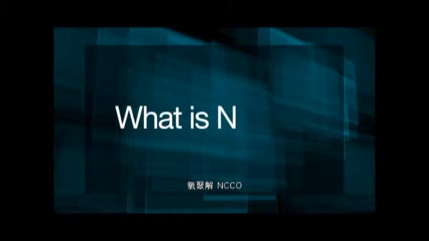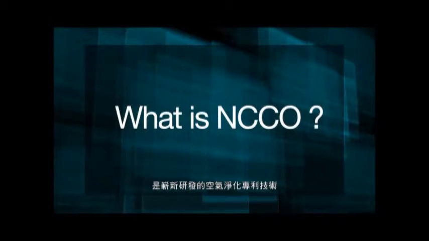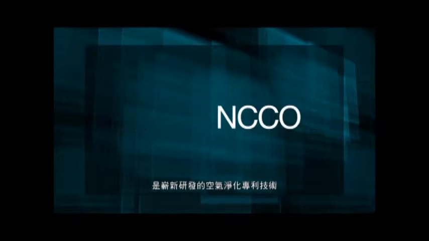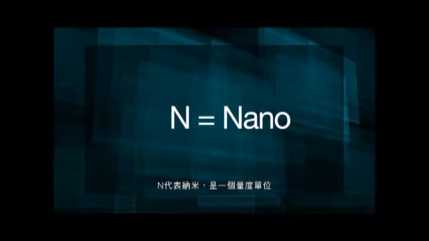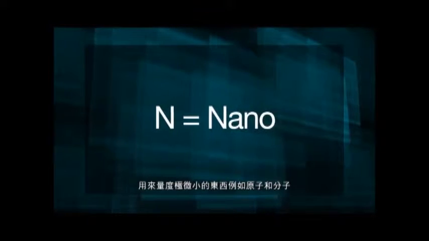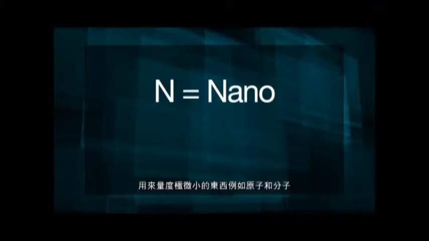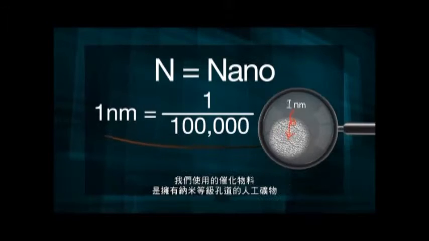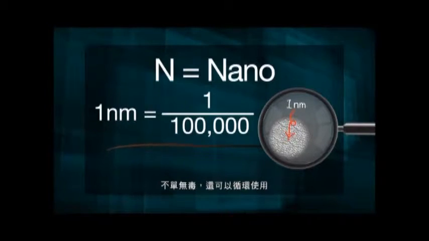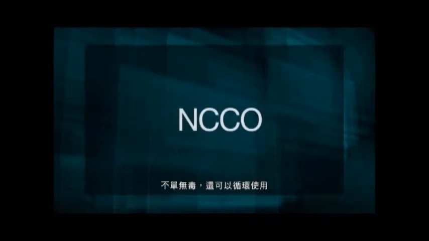What is NCCO? It is an innovative patented technology in air purification. N stands for nano, which is the unit of measure. It is used for measuring extremely tiny objects like atoms and molecules. 1 nanometer is 100,000 times smaller than the diameter of a human hair. Our catalytic material is a non-poisonous, recyclable mineral material with well-defined nanocavities.